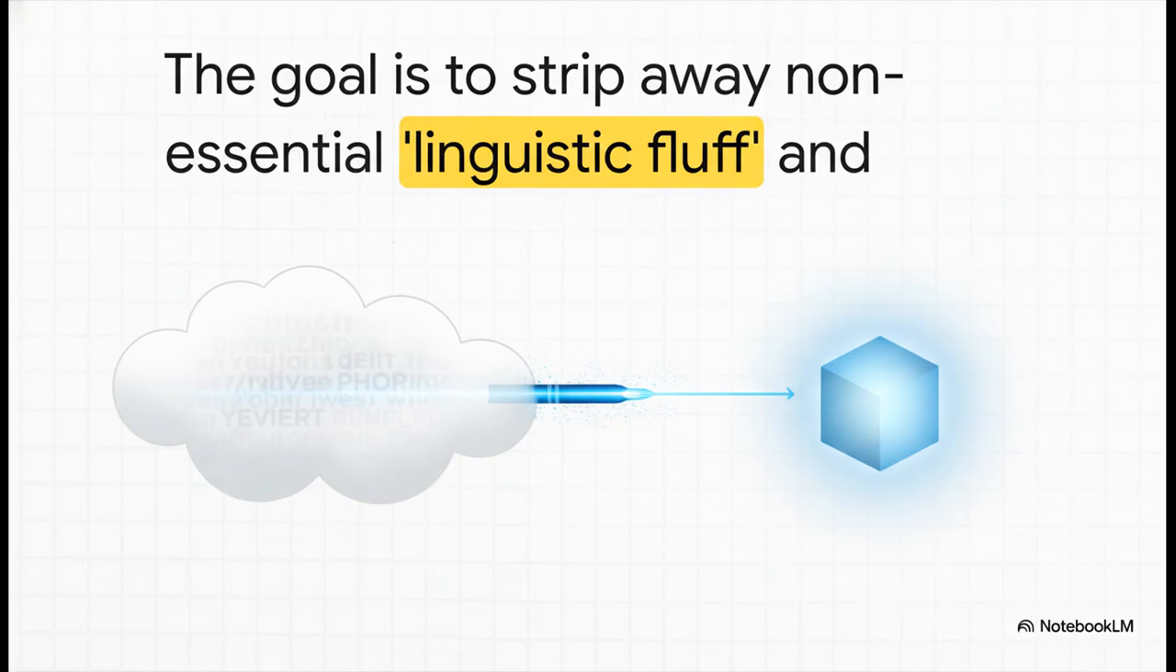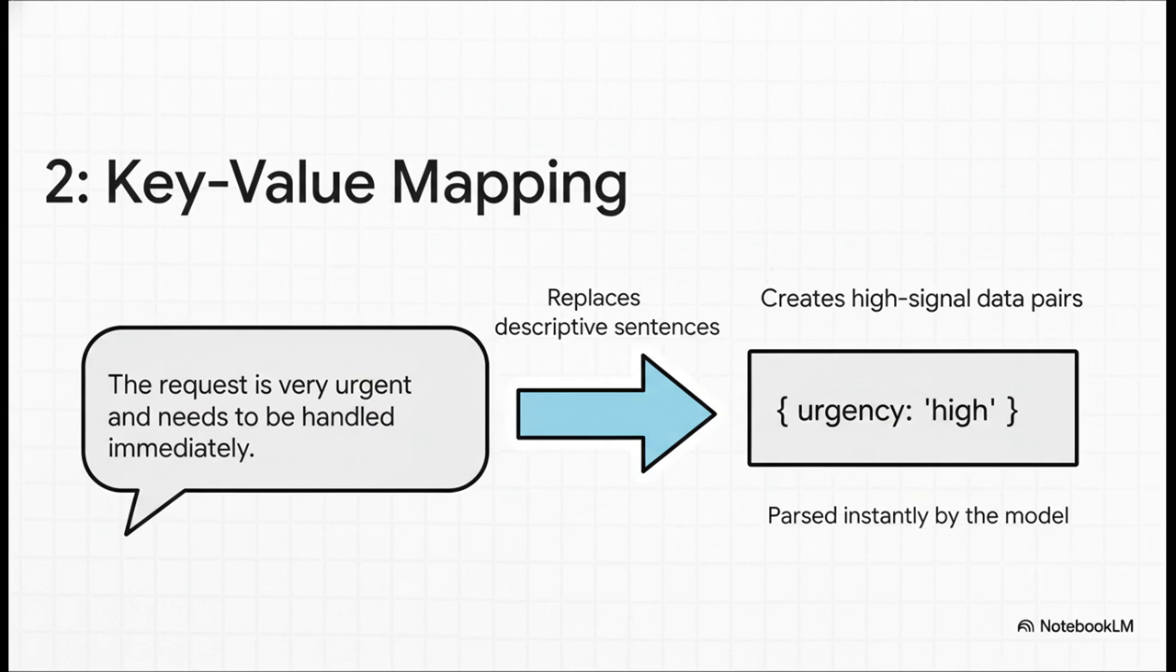You want maximum semantic density. You have to look at every single word and ask, is this a direct, actionable command for the model? If the answer is no, it's gone. Next up, key-value mapping. Honestly, this is a total game changer.